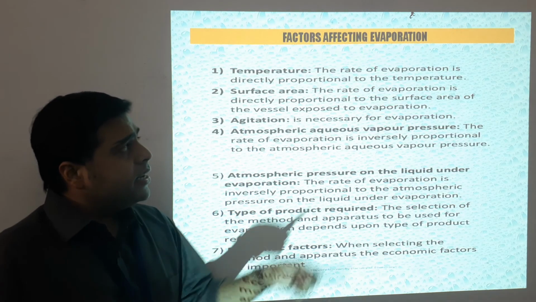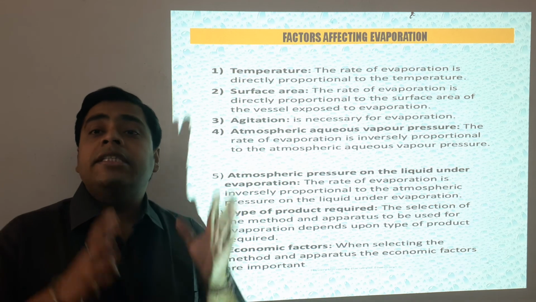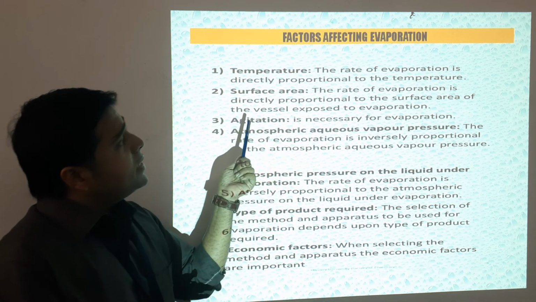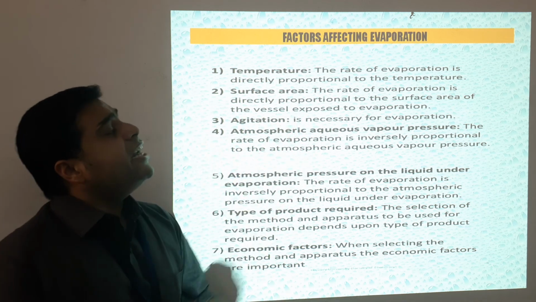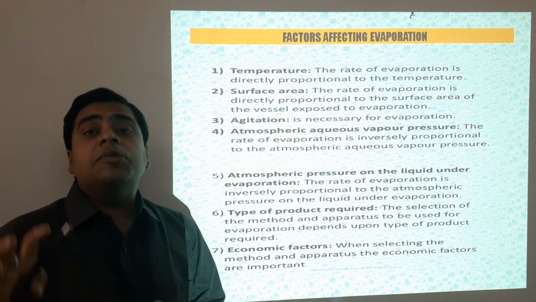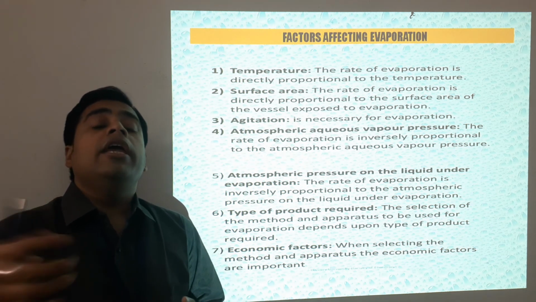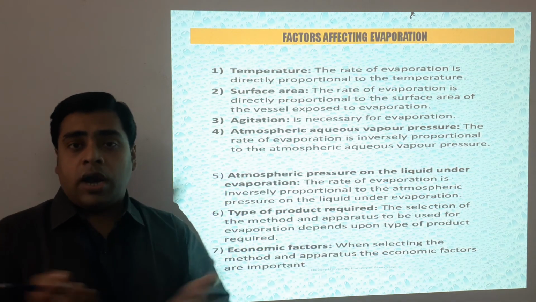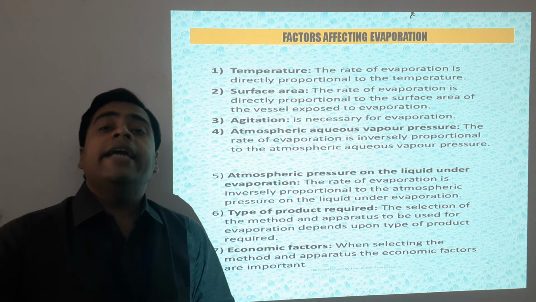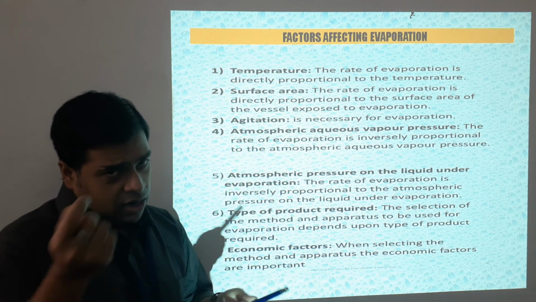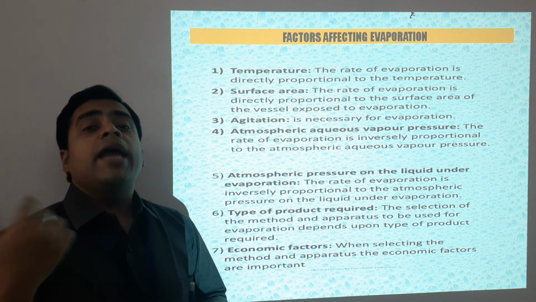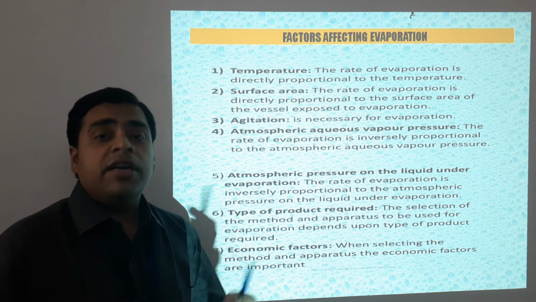Next, one by one. Temperature: the rate of evaporation is directly proportional to the temperature, as we have already seen. The surface area is a very important one. The rate of evaporation is directly proportional to the surface area of the vessel exposed to evaporation. So if we want to improve the rate of evaporation, we can take a vessel having a greater surface area, and the rate gets faster. Agitation is a very important point, and it is necessary for evaporation. If we agitate, the rate of evaporation will definitely improve.